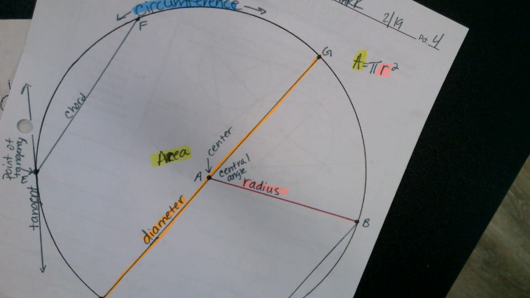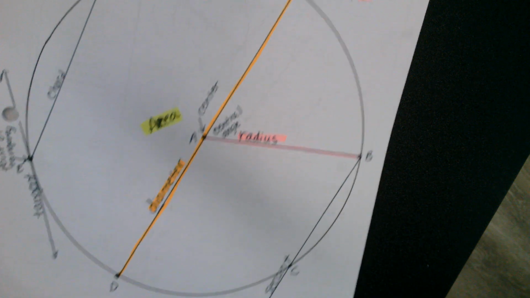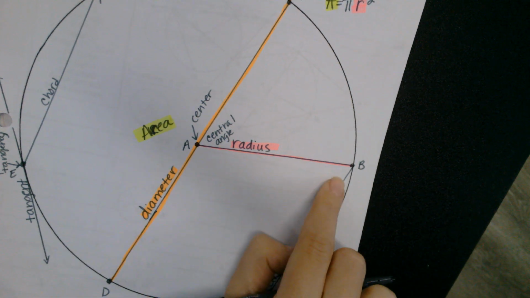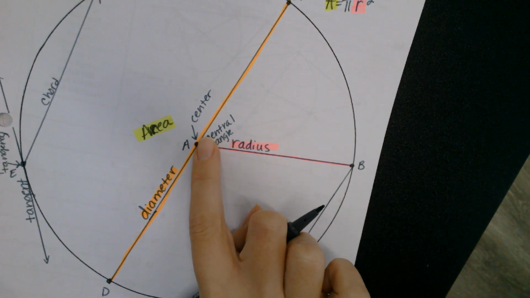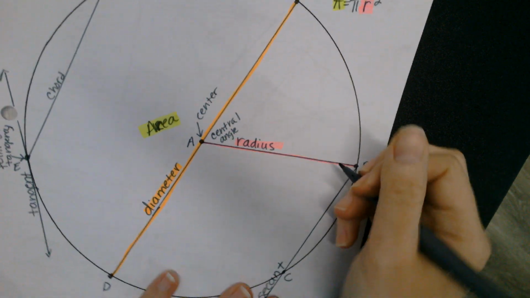Okay, inscribed angle. We only have one case of inscribed angle, and that is where the vertex is not the center, but the vertex is on the circle. So go ahead and find where the vertex is on the circle. That would be B. So it would be A, B, C. That is the inscribed angle.